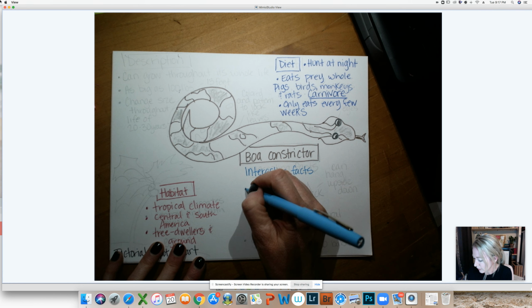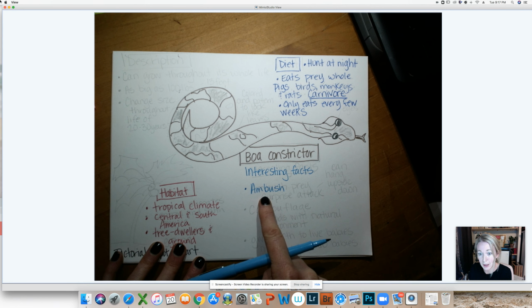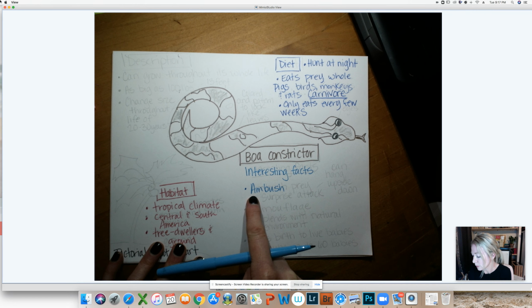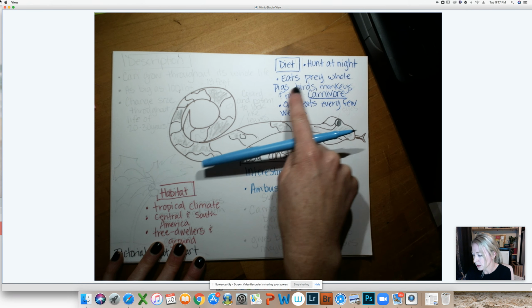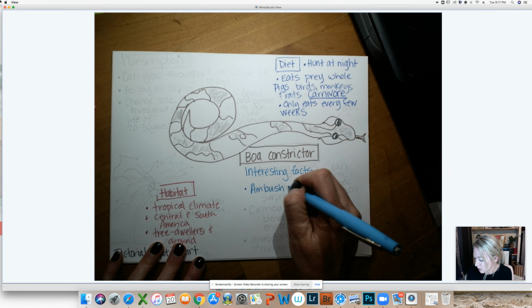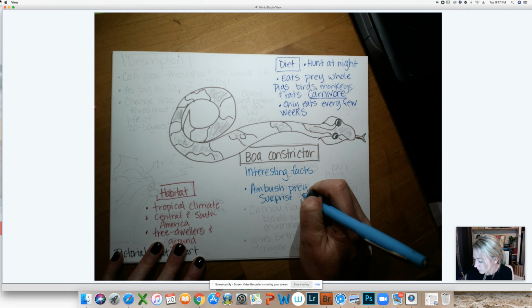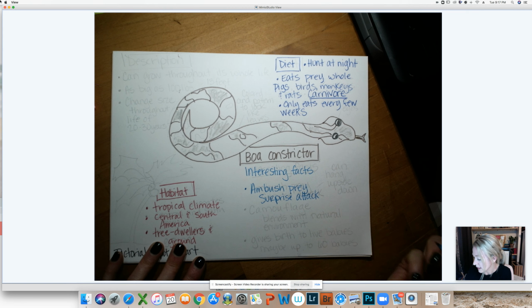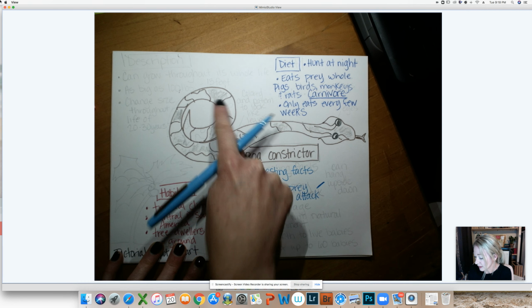So I found that these boa constrictors, they actually ambush. Say ambush. Yeah, ambush is a fun word because you can use it to describe a surprise attack. So boa constrictors actually ambush their prey, the things that they eat, the pigs, the birds, the monkeys. They ambush them with a surprise attack. I'm going to write surprise attack here. Surprise attack.